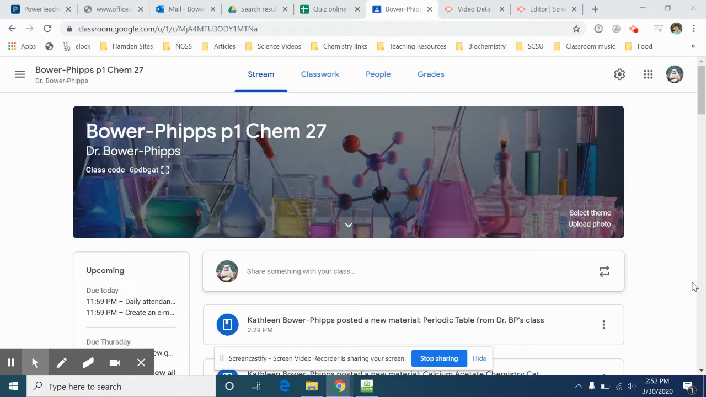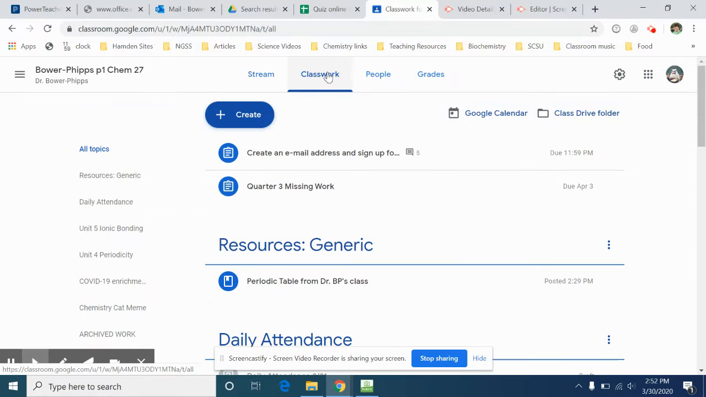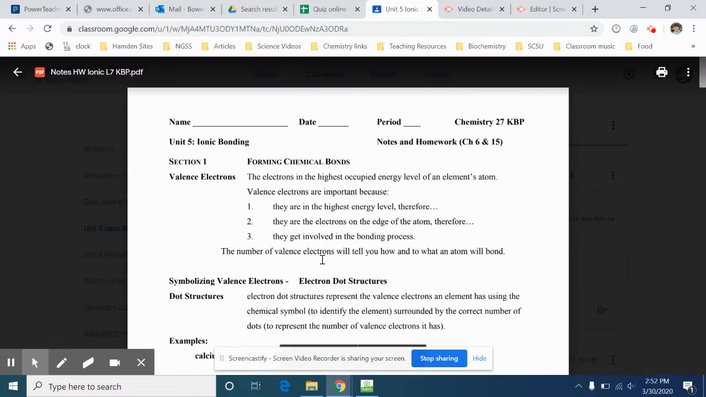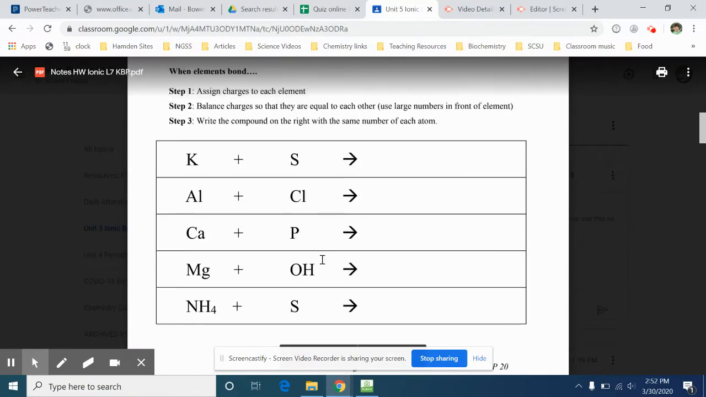Hi, everybody. I just figured I would send you the answers to page 9 also in case you didn't have those examples. Again, you can find this notes packet under the classwork tab in Unit 5 Ionic Bonding. Remember, this notes and homework packet is there in its entirety, including all of our notes from before.